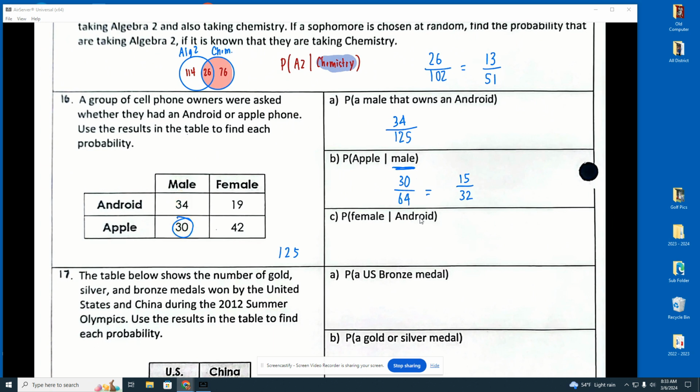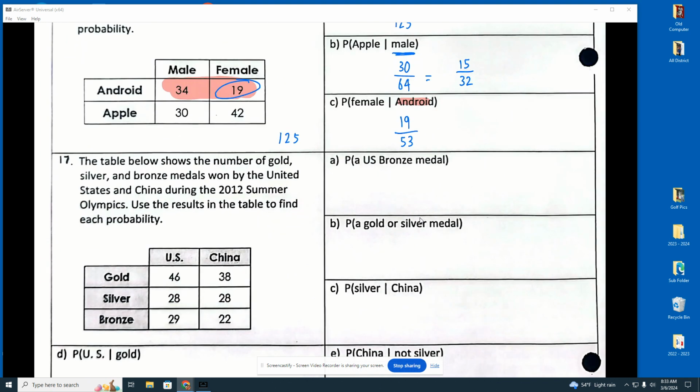All right, moving on. The next one, look at it. It says probability of female given that they're Android. Well, Android is my zoom in. Okay, I'm zooming in on those only who like Android, smart people in the world. So that's 34 plus 19, which is 53. 53 is my bottom number. Now, of those people I've highlighted who are Android users, how many are female? Well, that's 19. So 19 out of 53. It won't reduce. That one's done.